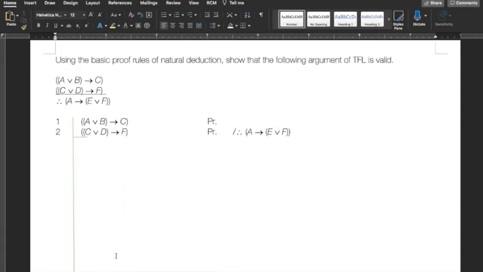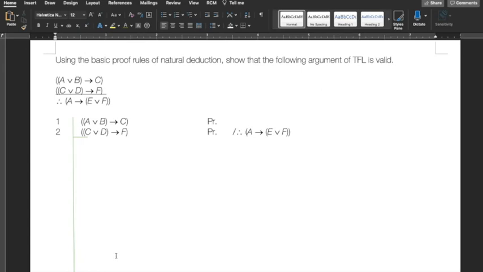Let's apply this strategy now to a second example, also asking us to use our basic proof rules to show that an argument of truth functional logic is valid. This one has two premises and a conclusion with multiple connectives. So we have if A or B, then C, if C or D, then F, and from that we can conclude if A, then E or F.